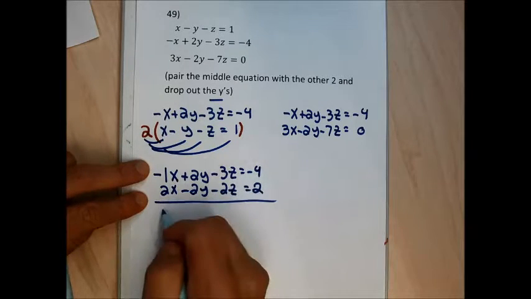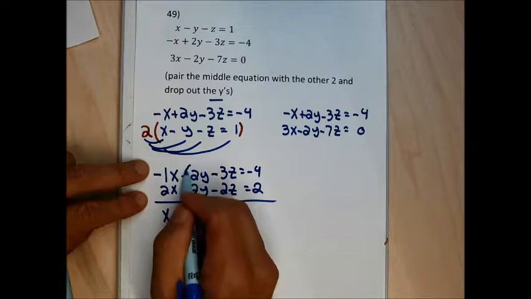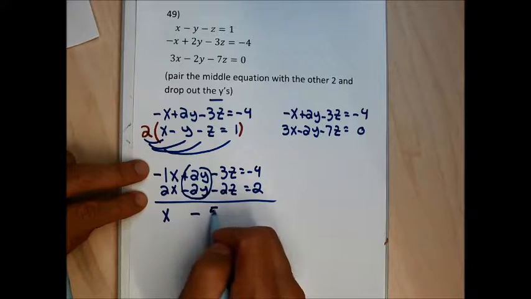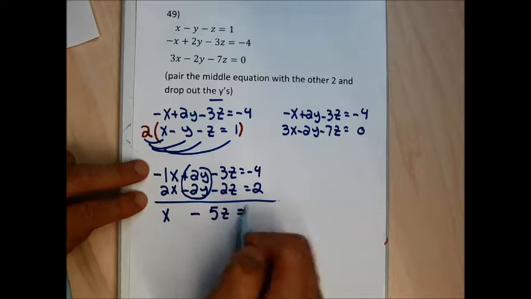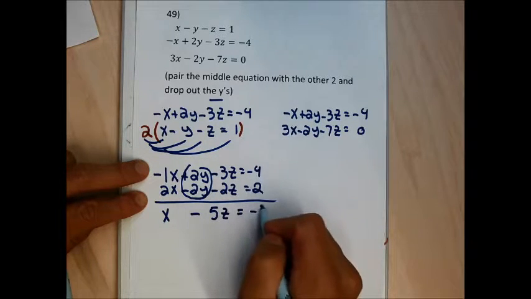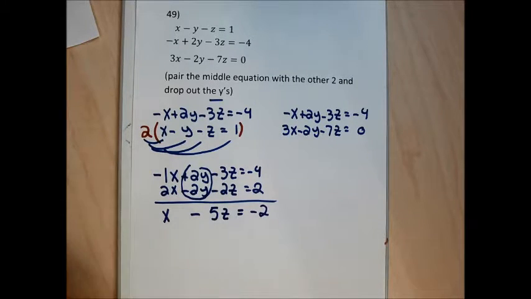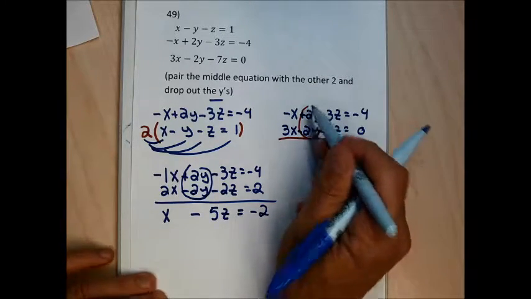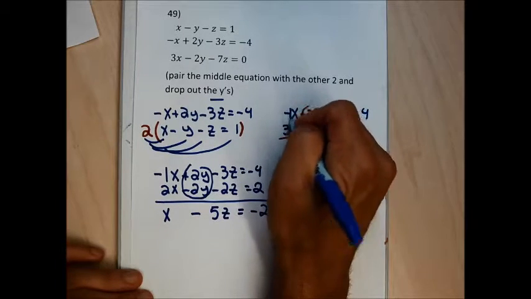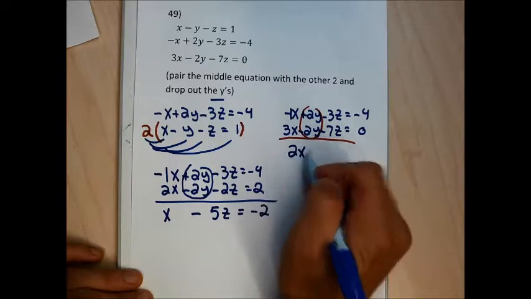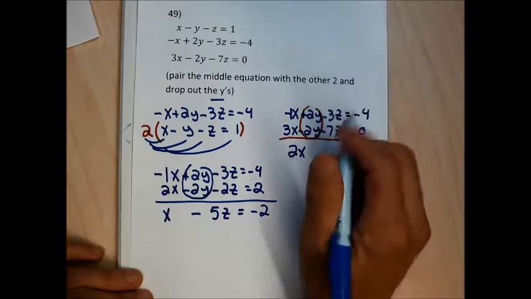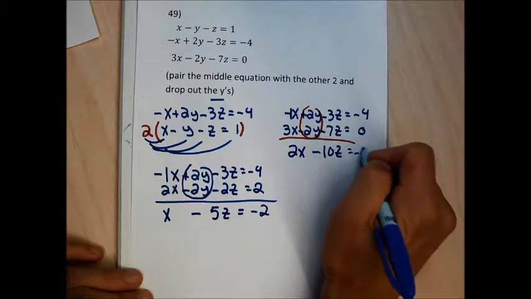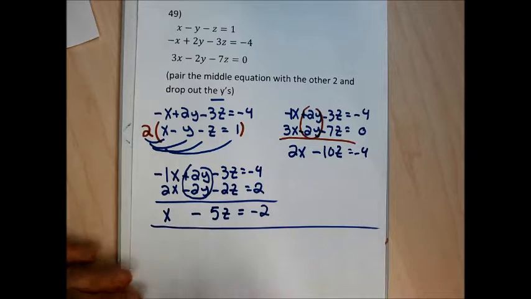Negative 1x plus 2x is positive 1x. Made the y's cancel. Negative 3z and negative 2z are both negative, I'll combine them and get a negative 5z. Negative 4 and positive 2 combine to be a negative 2. Moving on to the next step, the y's are already set up to drop, so I'm just going to combine these how they sit. Negative 1x plus 3x is 2x. Negative 3z minus 7z is minus 10z. Negative 4 and 0 give me a minus 4. Done with the second step.